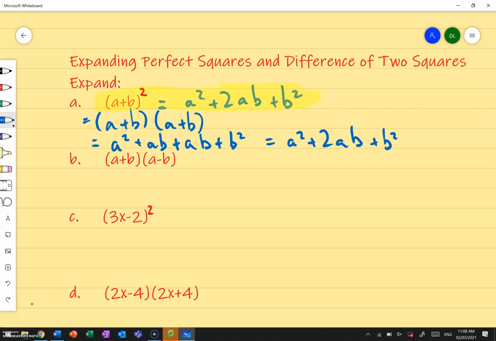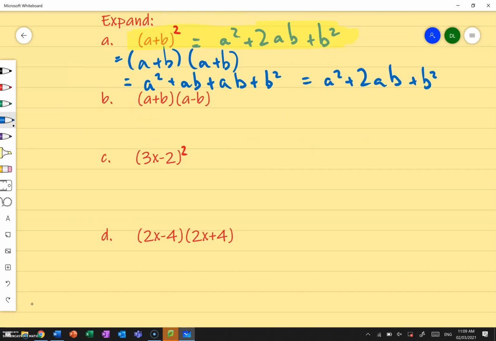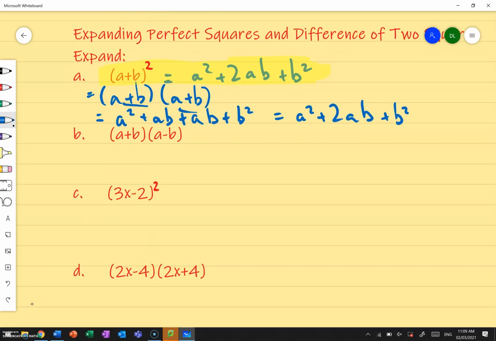Okay? Now, the second one, I've got the difference. It's pretty similar. The only difference is that the second one is a takeaway, as opposed to the first one. So the first one is both positive, where in this case, I've got a positive and a negative. So you should end up with something that's shorter, and they cancel each other out. So let's go ahead and expand it.